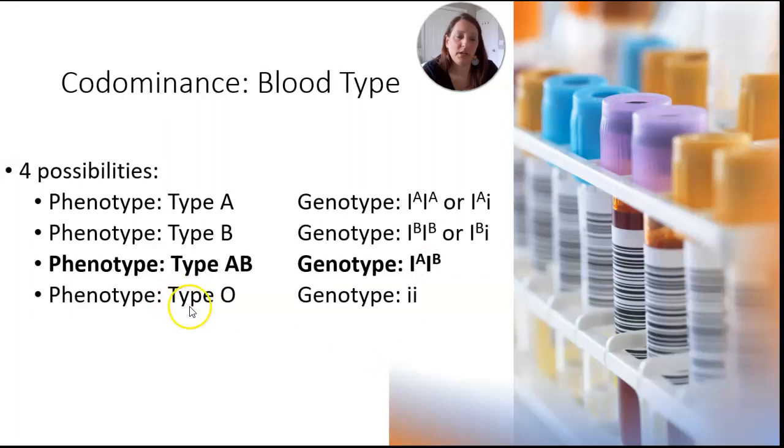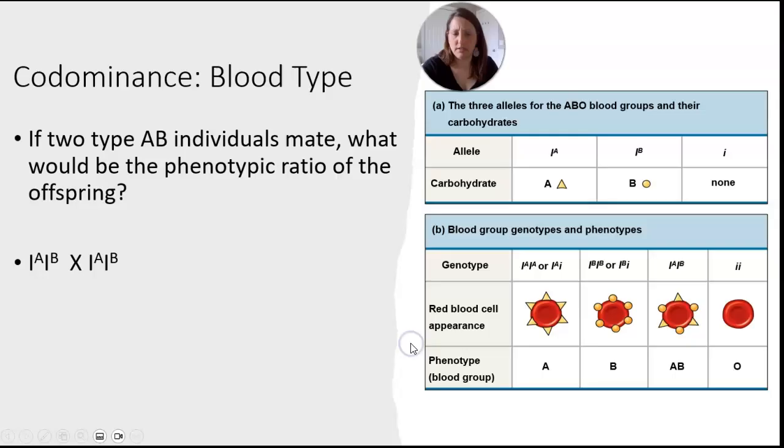Lastly, there is the phenotype of type O blood. People who have type O blood have inherited 2 recessive alleles, little i, and people with type O blood actually don't have any surface markers, surface antigens. So let me again show you a picture of this. This is a nice little chart here.